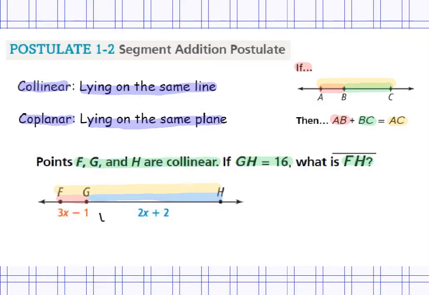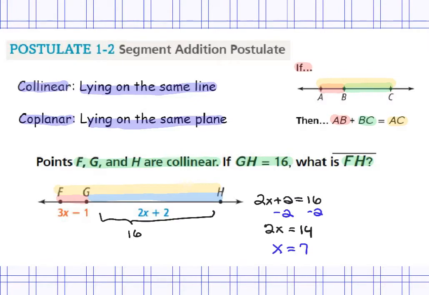My first step in this problem is to find a value for x. It states that GH is equal to 16. So I can simply take 2x plus 2 and set it equal to 16 to solve for x. So 2x plus 2 is equal to 16. If I subtract 2 from both sides, I get that 2x is equal to 14, so therefore x must equal 7. So now I can take this value and plug it in for my other x value over here, and then I can find the length of FG.